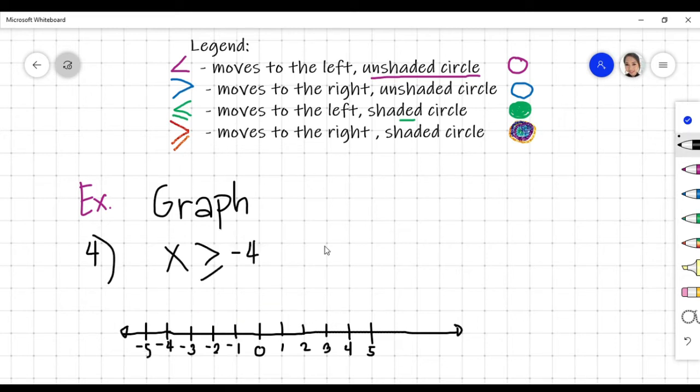For number 4, we have here x greater than or equal to negative 4. From our legend, it moves to the right, and we make use of the shaded circle. So let's make a shaded circle above negative 4. Now, since our inequality is moving to the right, we will make a ray moving to the right. It means that the solution set are the numbers to the right of negative 4, and negative 4 is included.